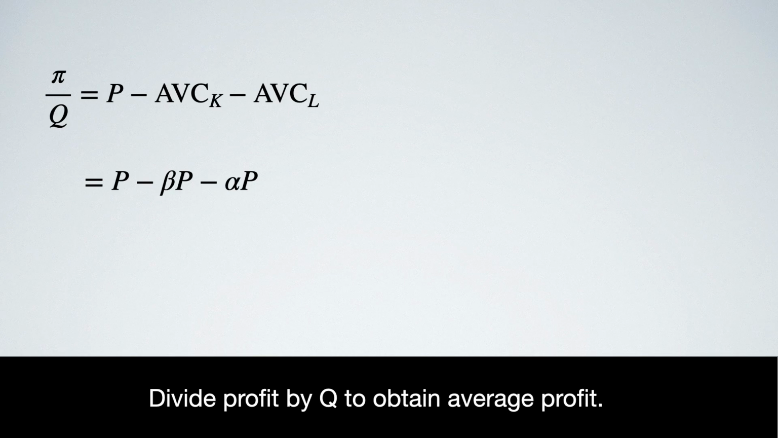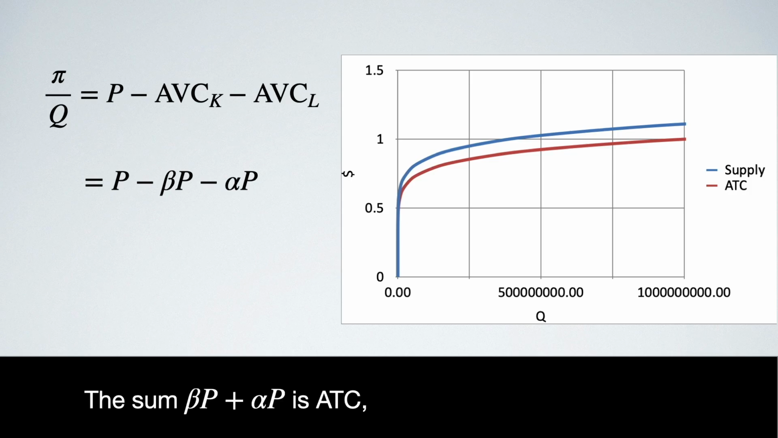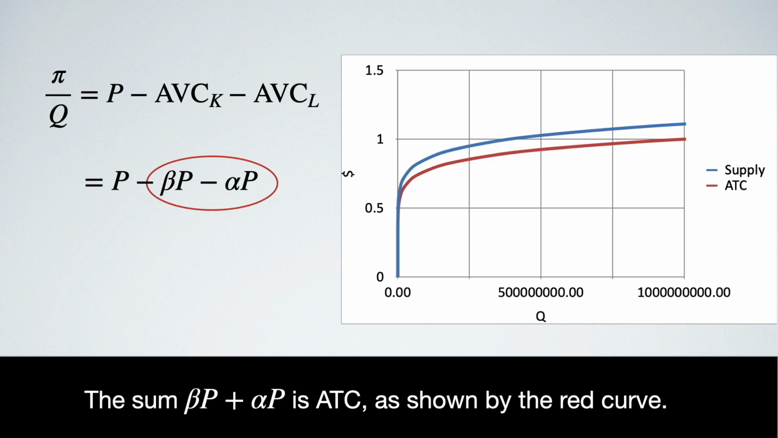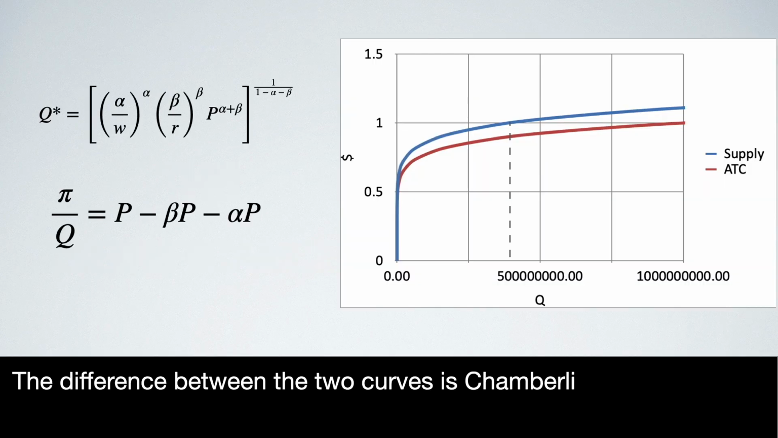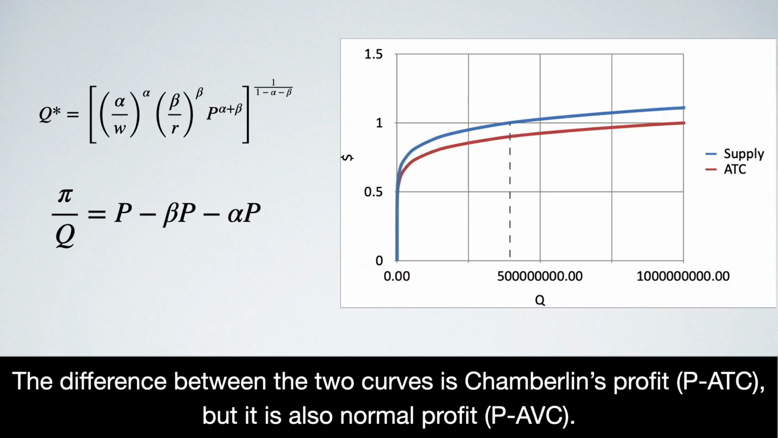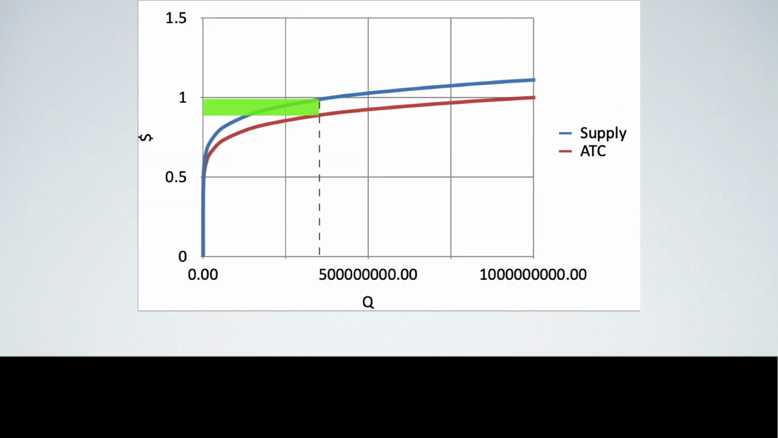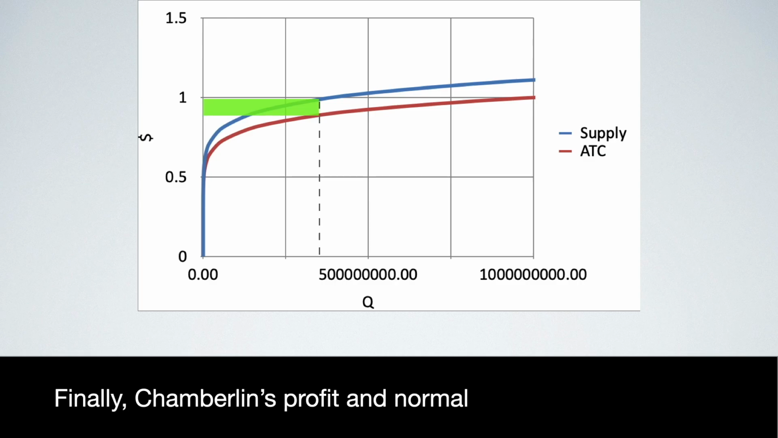Divide profit by Q to obtain average profit. The sum beta P plus alpha P is ADC, as shown by the red curve. With this new ADC, Chamberlin's U-curve is eradicated. The significance. The difference between the two curves is Chamberlin's profit, P minus ADC, but it is also normal profit, P minus AVC. Finally, Chamberlin's profit and normal profit are reconciled.